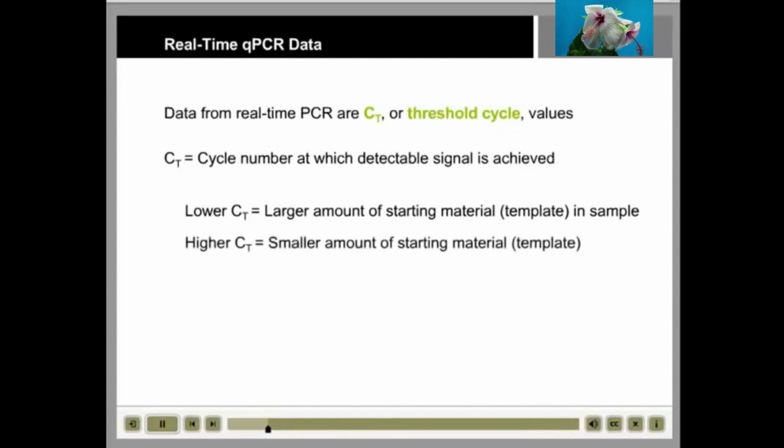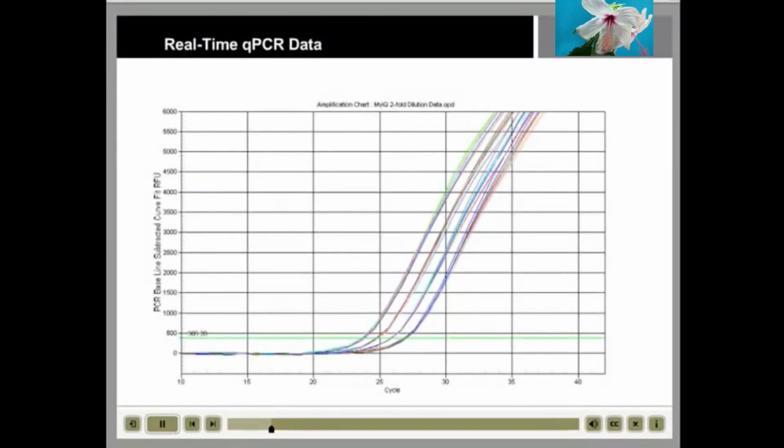Conversely, small amounts of template generate larger or later CT values. This relationship forms the basis for the quantitative aspect of real-time PCR. In this plot, the different curves are generated by a twofold dilution series of starting material. The most dilute samples generated the curves toward the right.